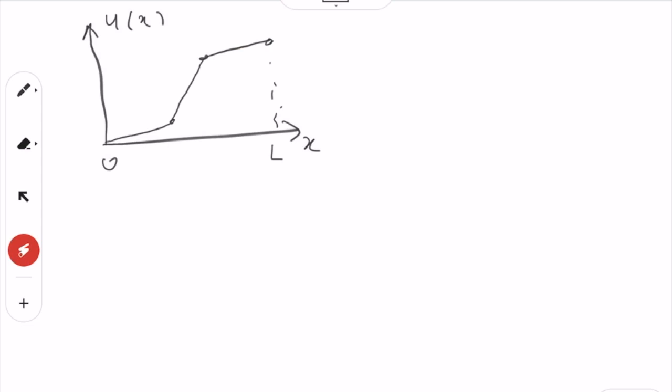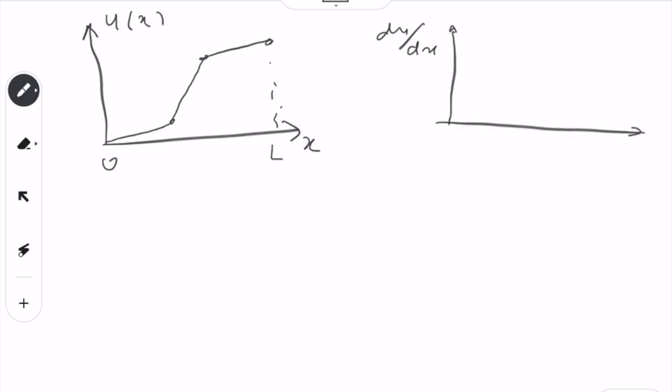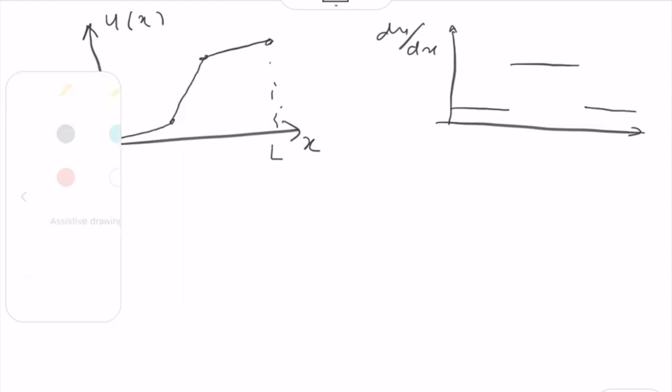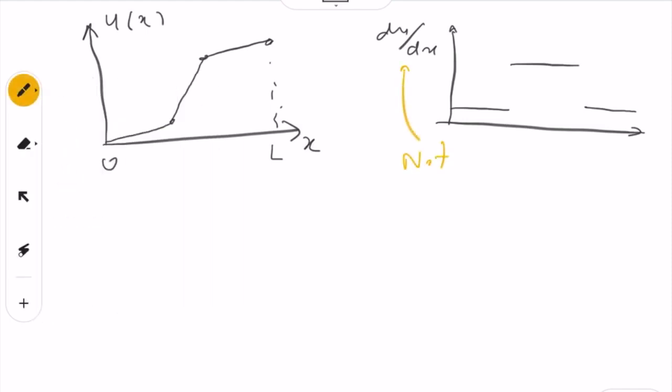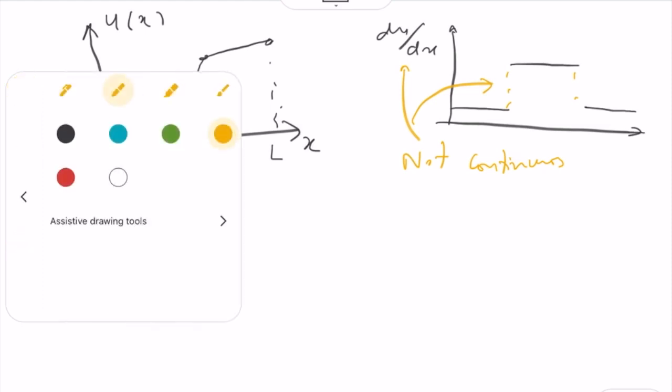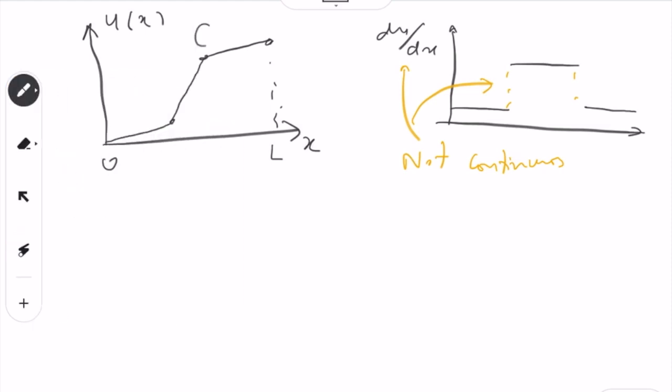So, the derivative du over dx, if you plot it, will be something like going from 0, then you have this here, and then you will have this one. So du over dx is not continuous, right. So this is not continuous. This is called C0, this is an example of C0.